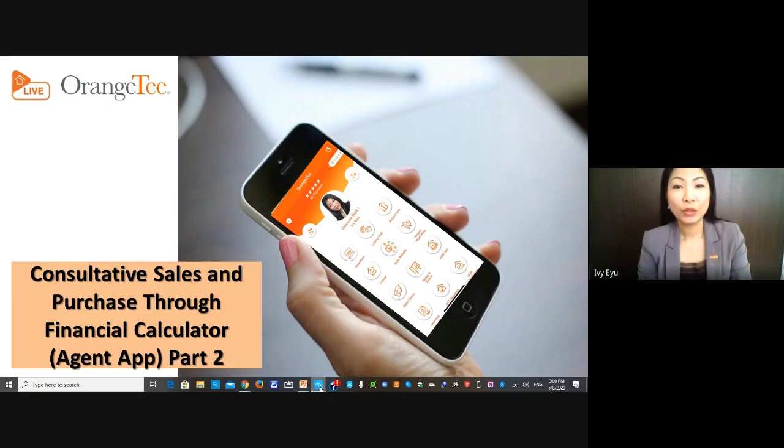Today, I'm so glad to share with you our second part, part 2, for consultative sales and purchase through the financial calculation agent app. For those who have attended my last session on part 1, I shared on using the financial application, the calculator, for resale HDB sellers and buyers. Today, in part 2 of our series, I'll be sharing how we use the calculator for residential purchase and sale, serving private property clients. So let's go.